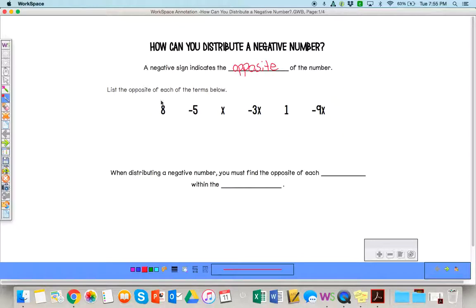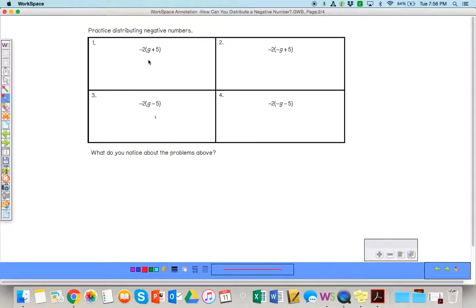of the number. So if we list out the opposites of these numbers, we have -8, 5, -x, 3x, -1, and 9x. So it says when distributing a negative number, you must find the opposite of each term within the parentheses. So if you remember in the last video, I told you that you can separate out with the little fence post on the inside of the parentheses, and that will tell you what type of number each term is.